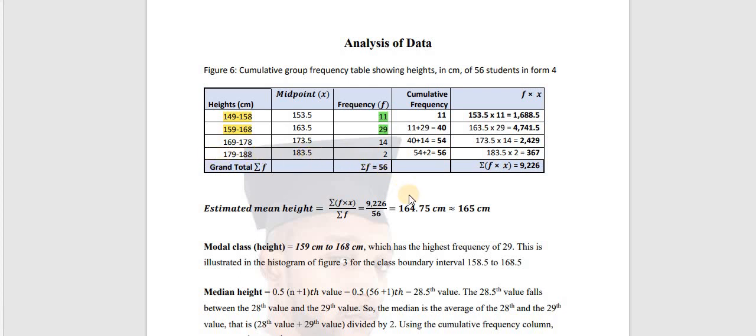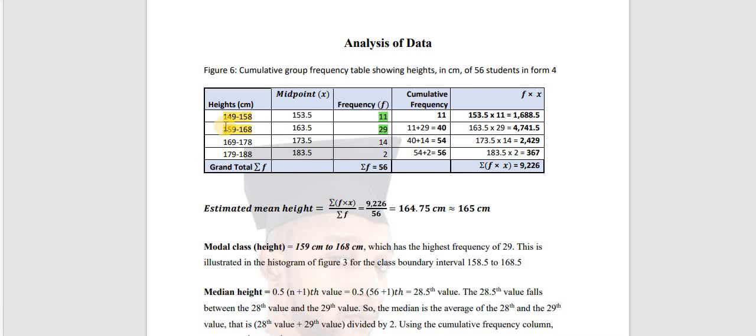So if you want to find where the middle student would be, you arrange the students according to their heights from the lowest to the highest, in order. That's what the cumulative frequency does, arranges them in order. The middle student will be the middle of 56, which is about 28. Where is the 28th student? Well, the 11th student is in this category. The 12th to the 40th student is in this category. If the 12th to the 40th student is in the category 159 to 168, then the 28th student must be in this category.